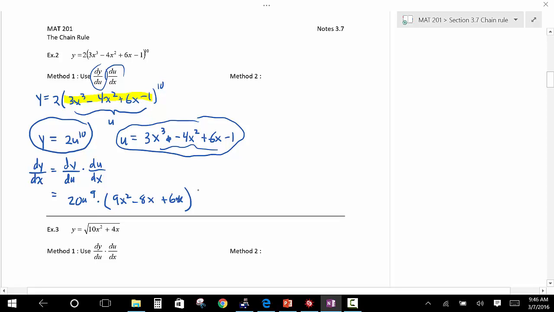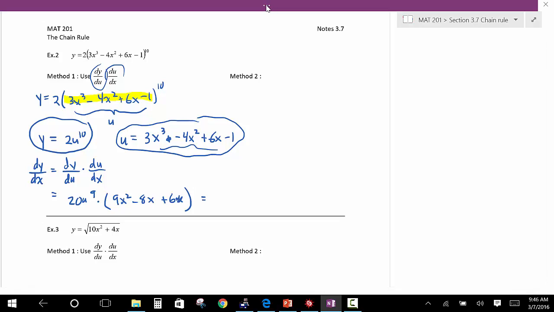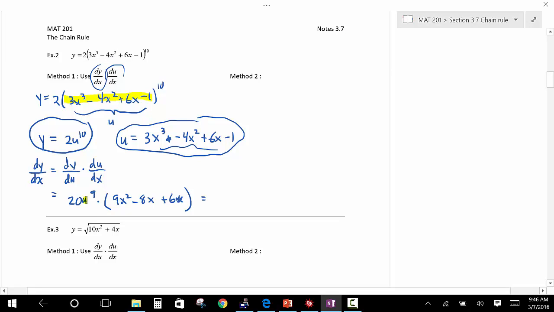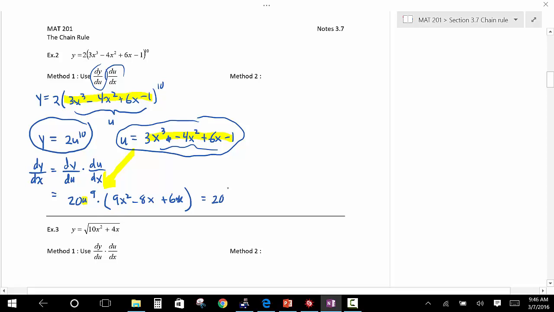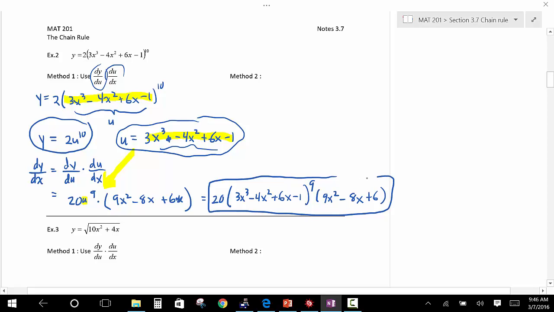Okay. So now what we need to do is replace the u with what it's equal to. You want x to be your variable, so that thing plugs in there. Then you're ready to write your answer. So the final answer would be 20 times 3x to the third minus 4x to the second plus 6x minus 1, to the 9th, times 9x squared minus 8x plus 6, like that. That is the final answer to that derivative. So if you want to use that approach, that's how you would do that.